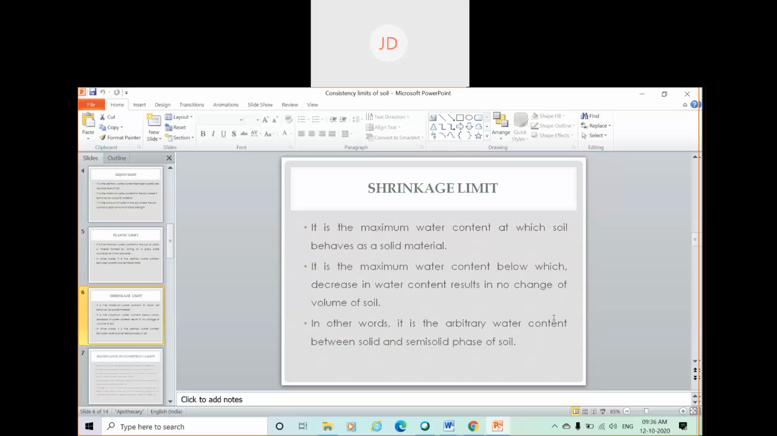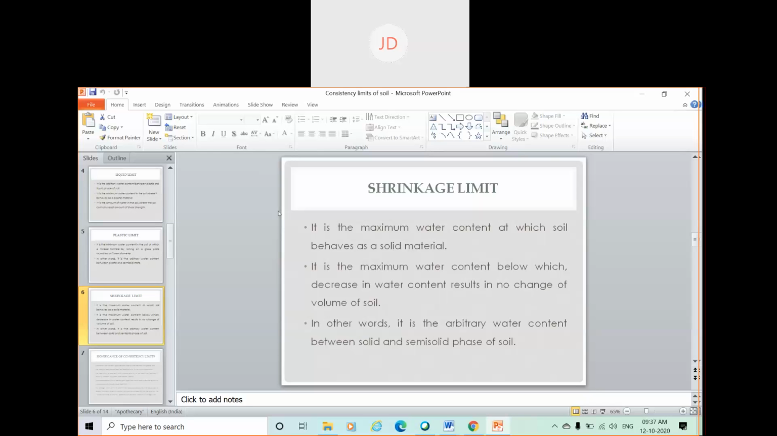Did we discuss shrinkage limit in the last class? Because I have a little doubt whether we have discussed shrinkage limit or not. Please, anyone, do respond. Did we discuss shrinkage limit or not in the last class? If yes, then I'll just proceed to the next one. No, sir. Okay, fine.